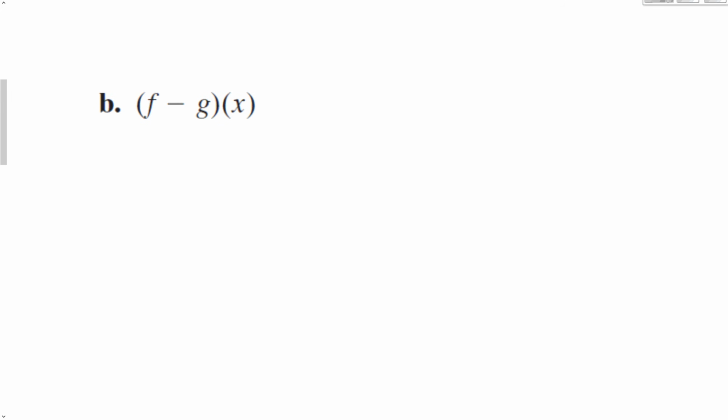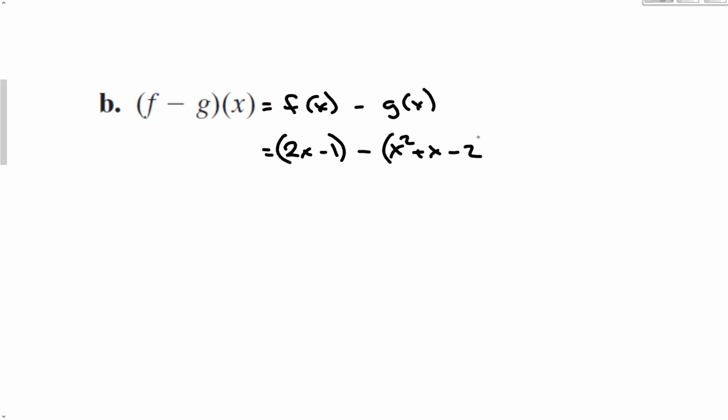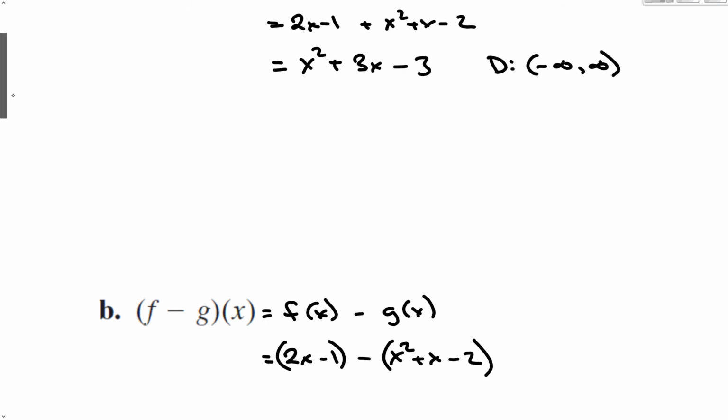Let's try subtraction. So this is f minus g of x. That's f of x minus g of x. So that's 2x minus 1, and g of x was x squared plus x minus 2. Now, we're going to subtract these two functions, but if I do it like that, I'm going to get it wrong. What you need to do is make sure that you're taking the first function minus the second function.